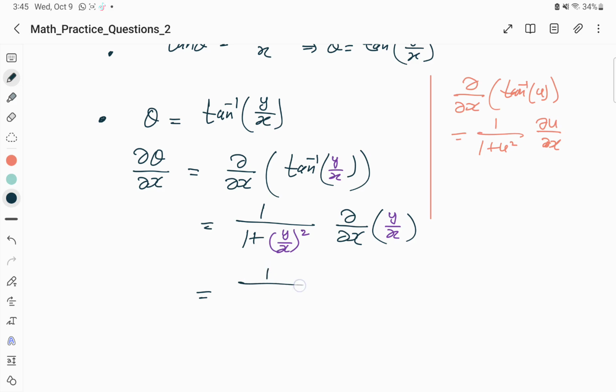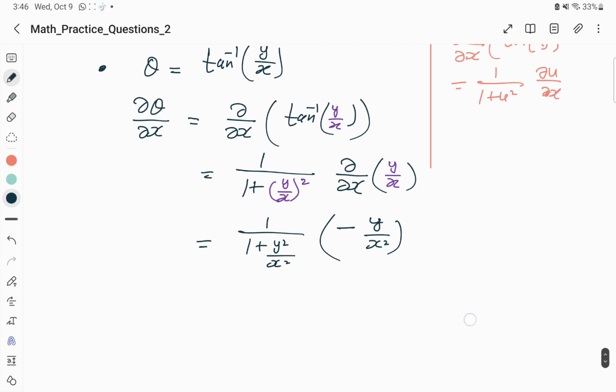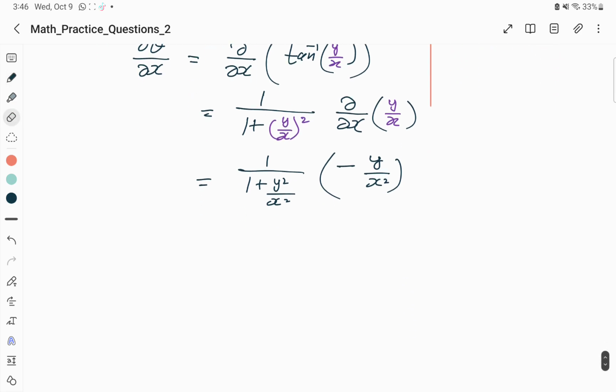So this will be 1 over 1 plus y squared over x squared, multiplied with the derivative of this expression. Because y is a constant with respect to x and only 1 over x is being differentiated, and the derivative of 1 over x is negative 1 over x squared, it simply becomes negative y over x squared. In this case, y is a constant with respect to x. We are treating y and x as independent variables, so y is not being treated as a function of x. Now let's simplify this expression.